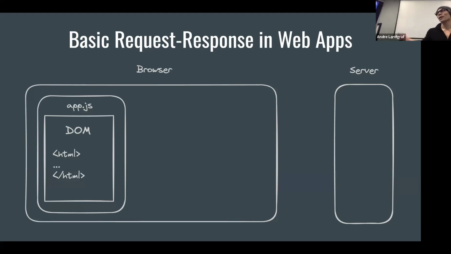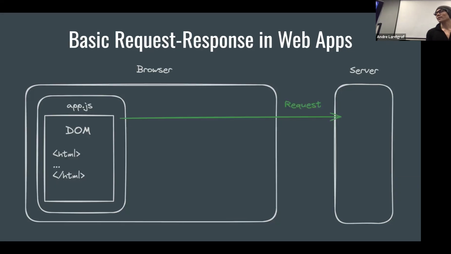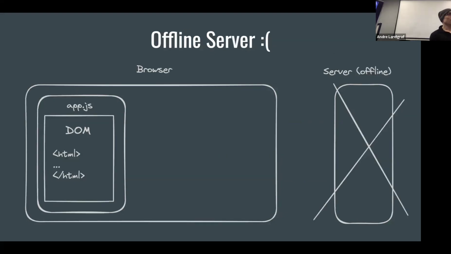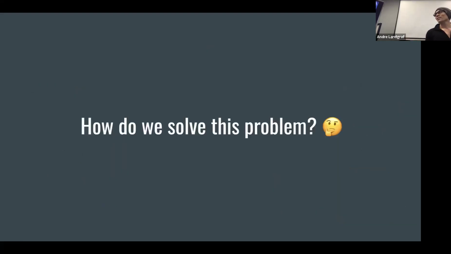And then, of course, on the right, we have our server. So as we all know, in a standard web application, what happens is when we send a request to the server, we get back a response, right? So very simple. But what happens if the server is offline? We're going to send requests, but obviously the server can't respond, so our app just stops working. So how do we solve this problem?